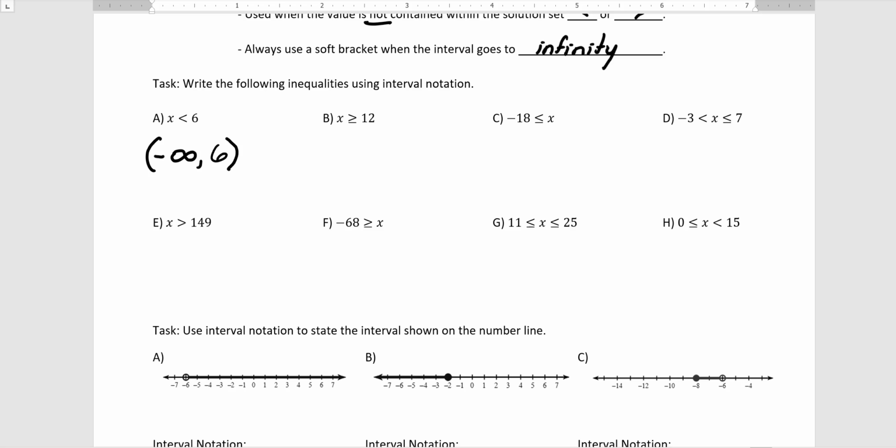Now this soft bracket tells me it can't actually equal 6, which makes sense, but it can go all the way up to 6. So it could be 5.999999999 forever and ever with those 9s, all right? Let's look at letter B here.